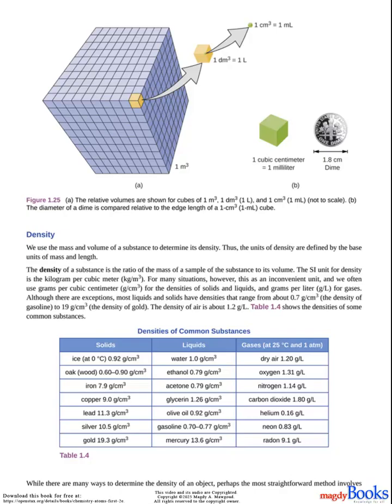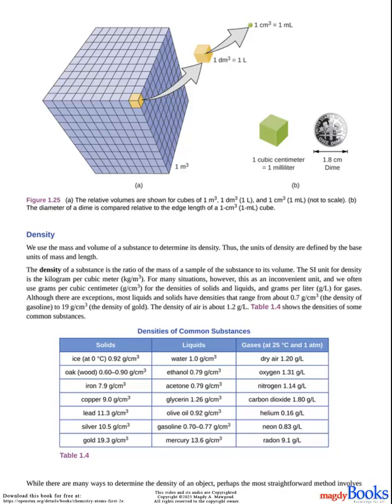C. Gases, at 25 degrees Celsius and 1 atmosphere. Dry air, 1.20 gram per liter. Oxygen, 1.31 gram per liter. Nitrogen, 1.14 gram per liter. Carbon dioxide, 1.80 gram per liter. Helium, 0.16 gram per liter. Neon, 0.83 gram per liter. Radon, 9.1 gram per liter.